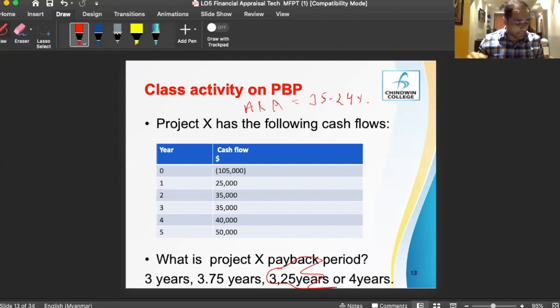So the payback period method is finished. Now we go for a break because this topic is not too long. And after the break, we will move on to the next method, which is the net present value.